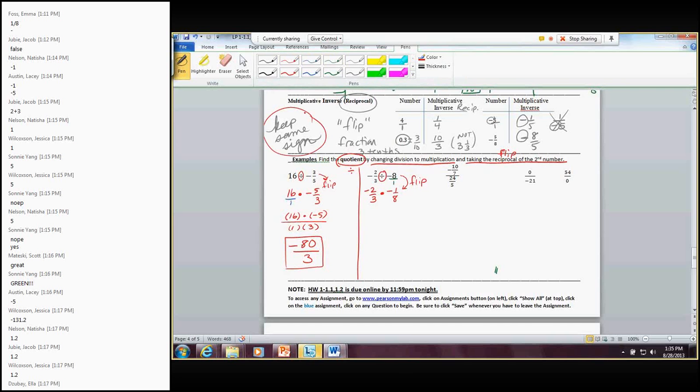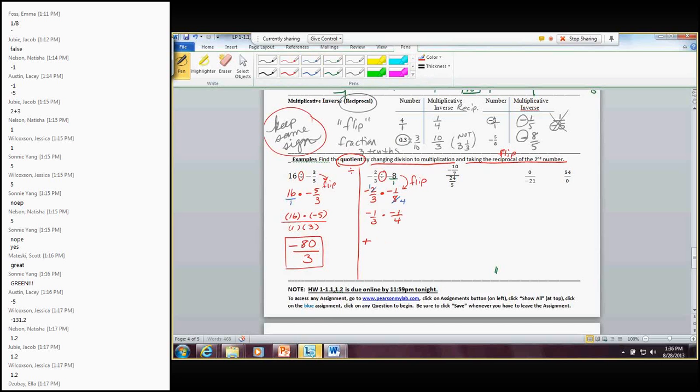Now, can you cross anything off as far as numbers go? 2 goes into 8 4 times. 2 goes into 2 once, 2 goes into 8 4 times. So what we're really left with is -1/3 times -1/4. And I believe it was John again that earlier said negative times negative is positive.